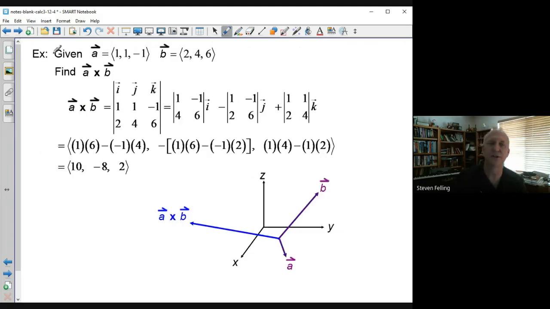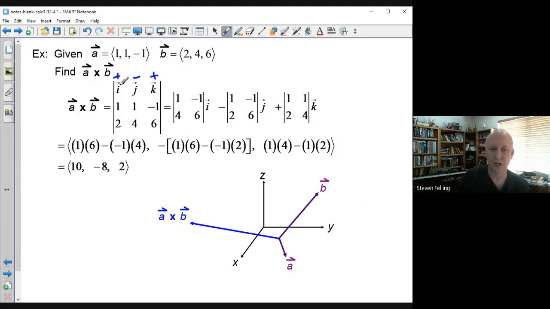So let's take an example. Let's say we have vector A is the vector 1, 1, -1. Vector B is 2, 4, 6, and we want to compute the cross product A cross B. Okay, so we would load up a three-dimensional, or 3 by 3, determinant here, i, j, k. This is positive, negative, positive. And then we'll put the A vector here, 1, 1, -1, and the B vector here, 2, 4, 6.